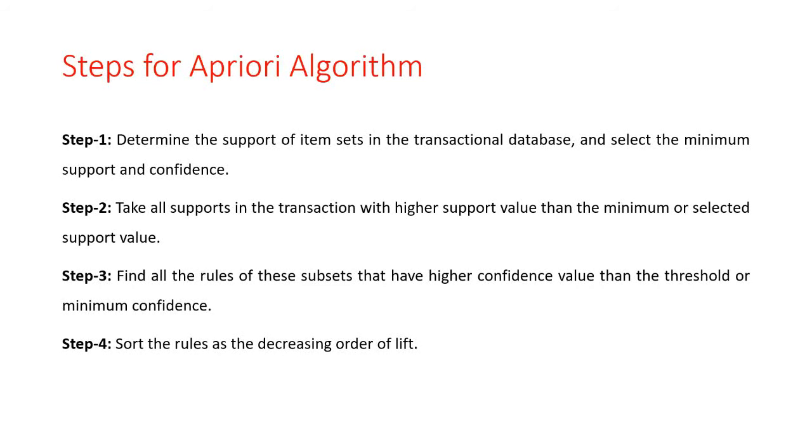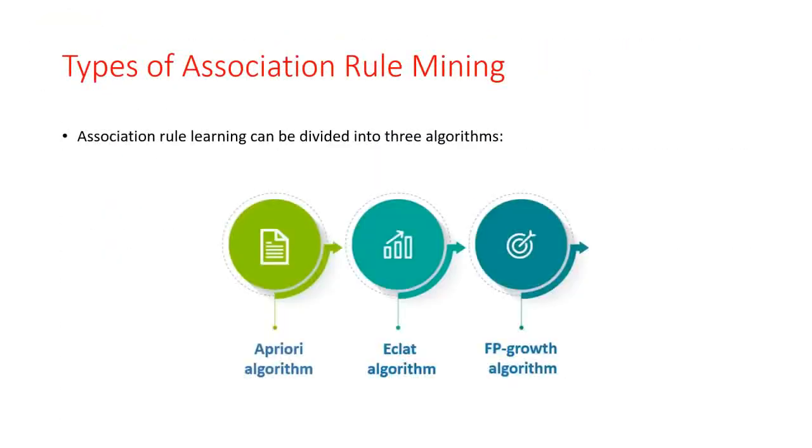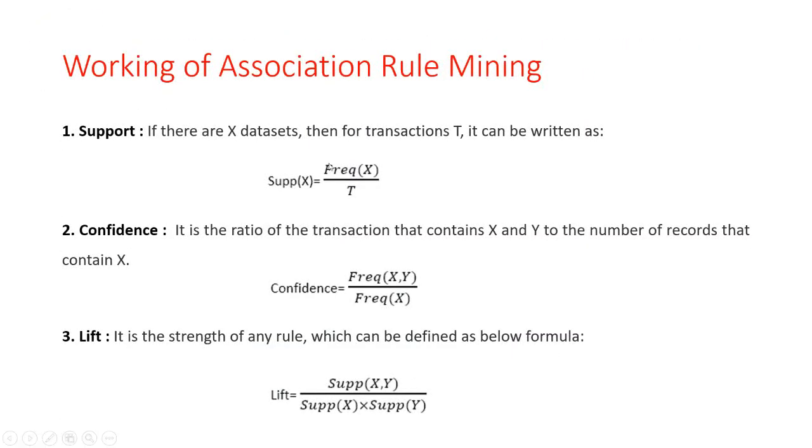Then the next is support and confidence. How to calculate the support and confidence? This part we already discussed in the previous lecture. Support means, if there is an X data set, then for transaction T it can be written like this. So this is the support for the X data set. Then what is the formula for confidence? It is the ratio of transactions that contain X and Y to the number of records that contain X.